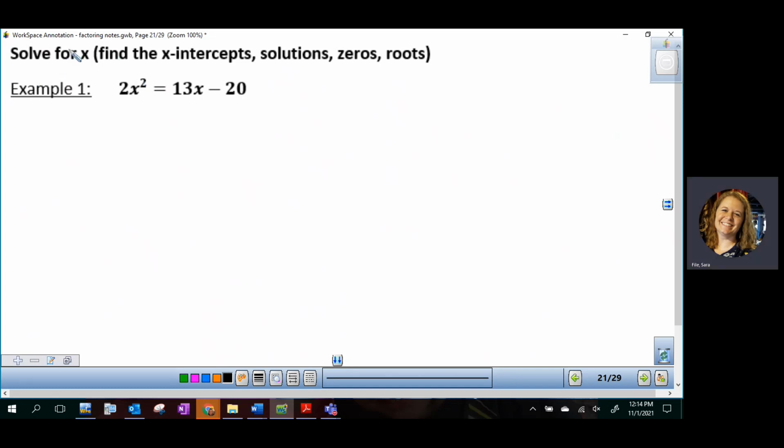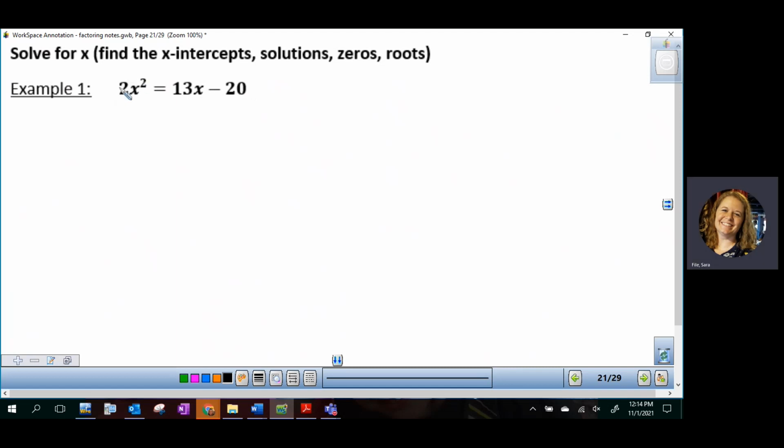Now, before I can factor this, I'm trying to solve for x. I have to set this equal to 0, because I'm looking for the zeros or the roots or the solutions, the x-intercepts, all those words mean the same thing. But I need to get all of my terms to one side set equal to 0.